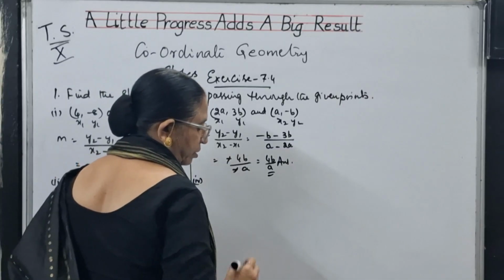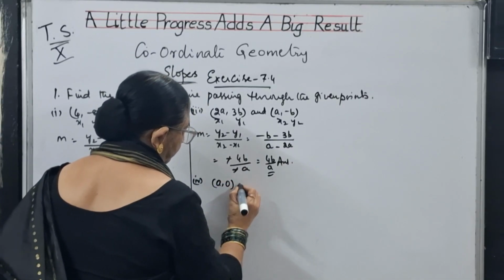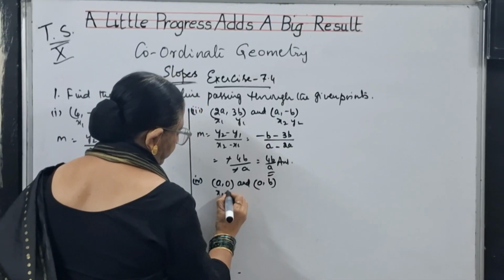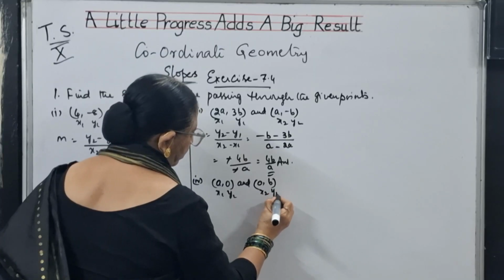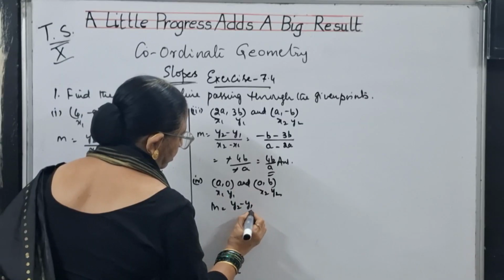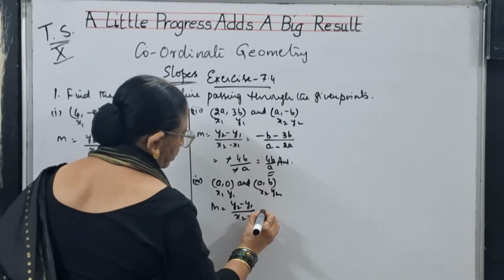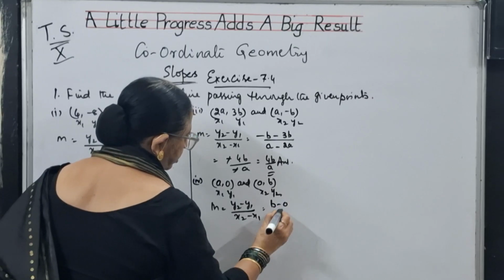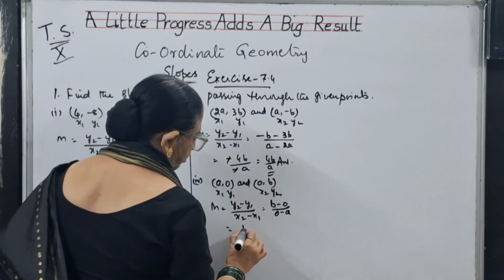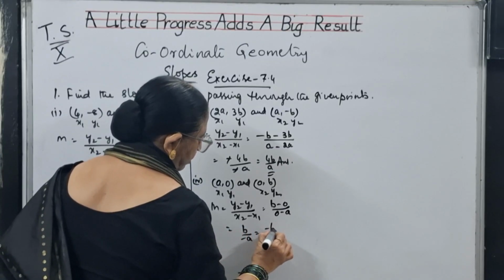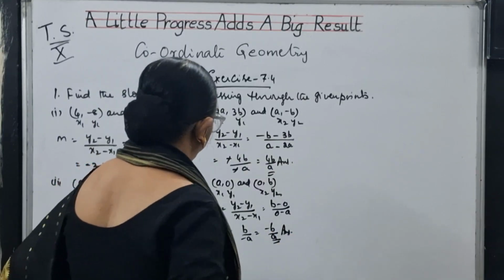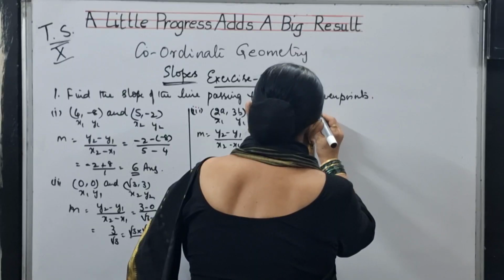Now fourth bit, a comma 0 and 0 comma b. x1, y1, x2, y2. Slope is equal to y2 minus y1 by x2 minus x1. y2 minus y1, b minus 0, by x2, 0 minus a. So how much am I getting? b by minus a. That is minus b by a is the answer for this problem. Fourth one. Now let us go to the fifth one.